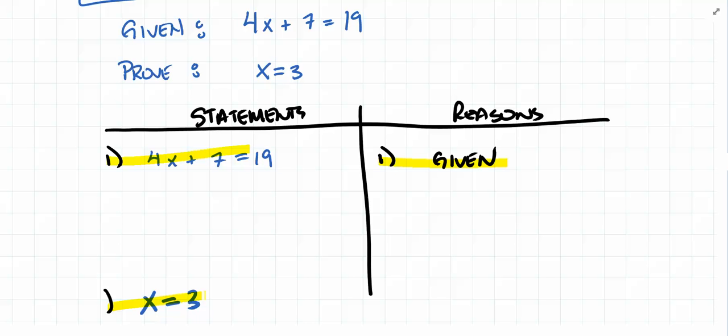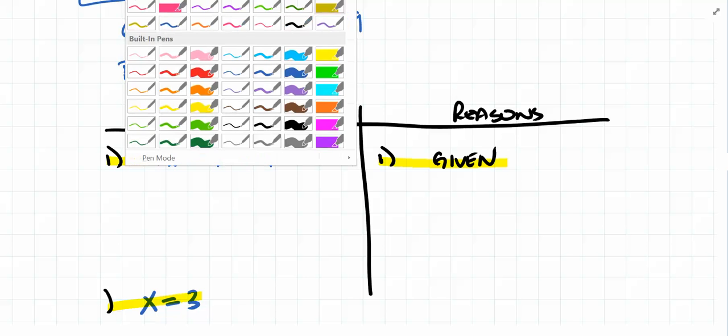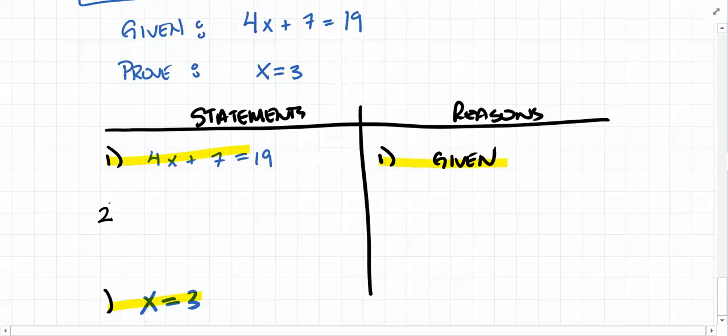Okay, now if you were going to solve this algebraic equation, what would you do first? You isolate the variable. Subtract 7. Okay, subtract 7. So here we go. The second step that we would do, we actually write down the result. We'd say that 4x is now equal to what? It's equal to 12. So we'd write down the result of what we did.